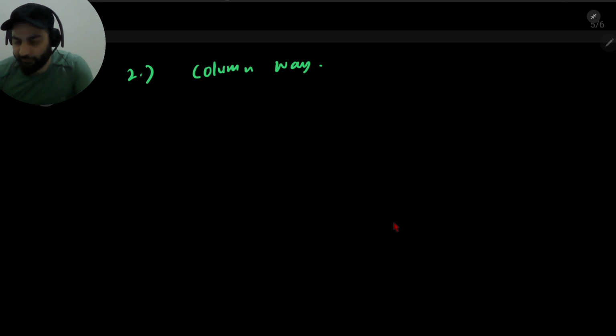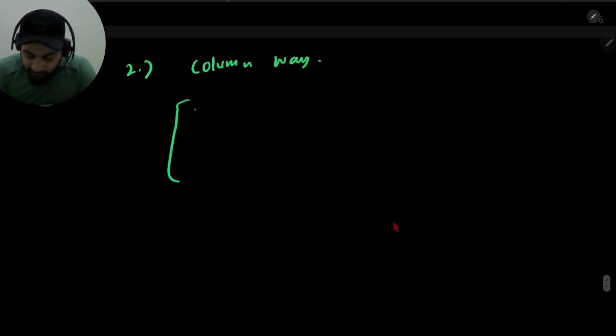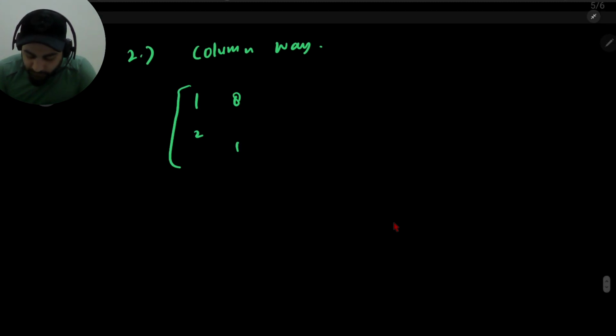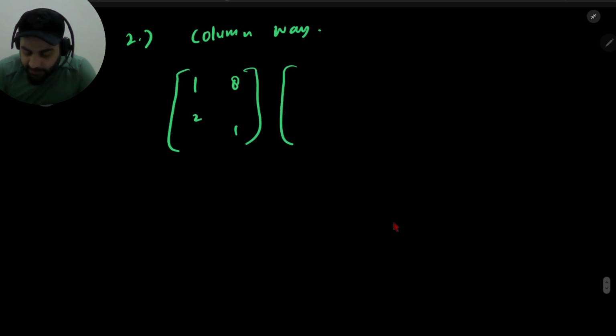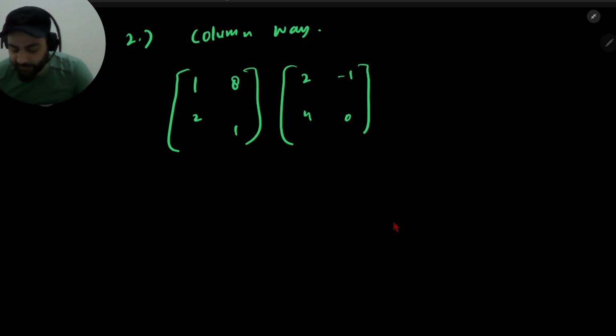Let's see the second approach. I'll call this the column way. I'll just name them so that you remember them. What is the column way? Let's suppose we have this matrix 1 2, 8 1. This is our first matrix, let's suppose A. Then we have a matrix 2 4, -1 0. This is our B matrix.